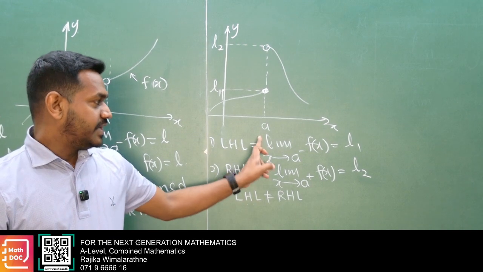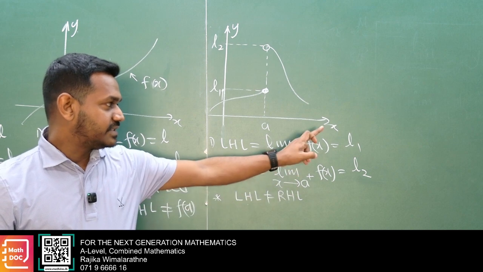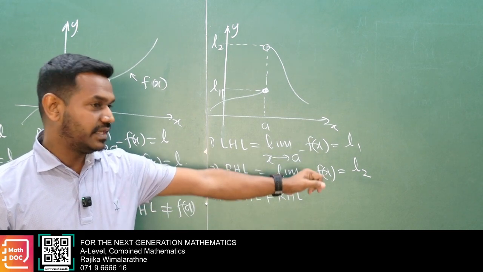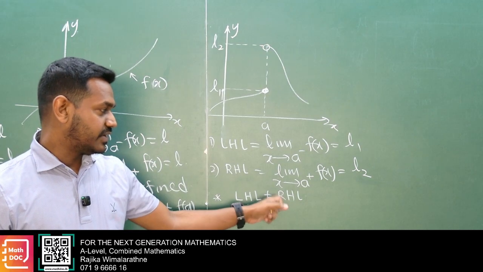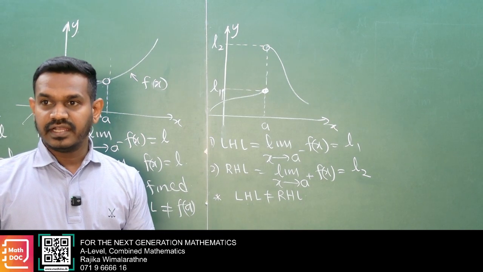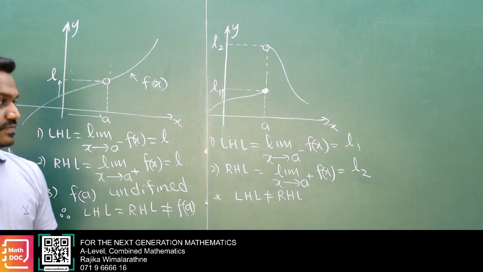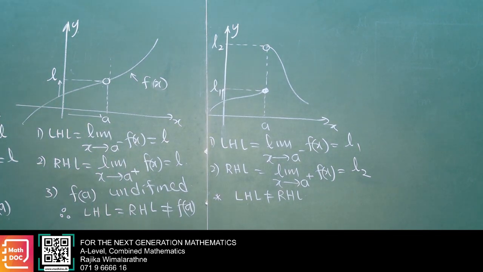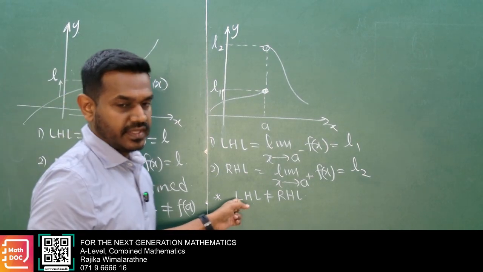Left hand limit, x goes to a minus, f(x) equals L1. Right hand limit, x goes to a plus, f(x) equals L2. Then the left hand limit is not equal to the right hand limit. Okay, now you write here.